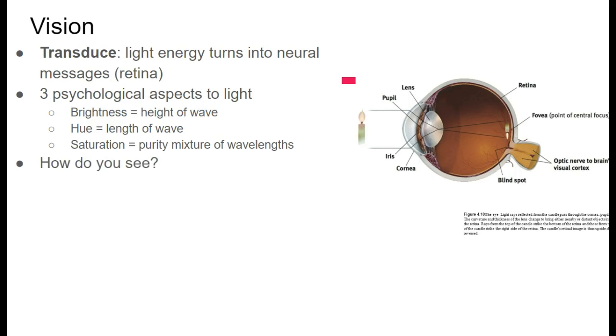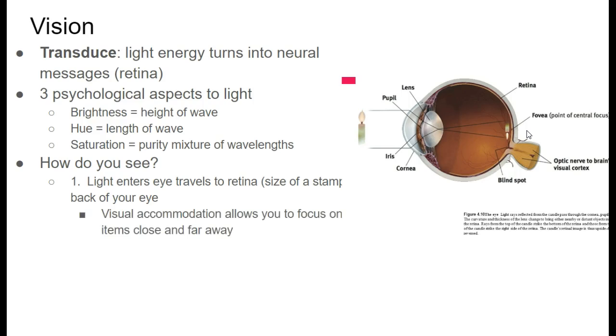So we have these wavelengths, they're traveling in through our eye. So how exactly do we see? Well, like I described earlier, the light enters right in through your lens and then travels to the back onto your retina. And this visual accommodation allows you to focus on items close and far away. So if this candle were to move further away or closer, we have what we call visual accommodation, and your eyes accommodate for that distance.